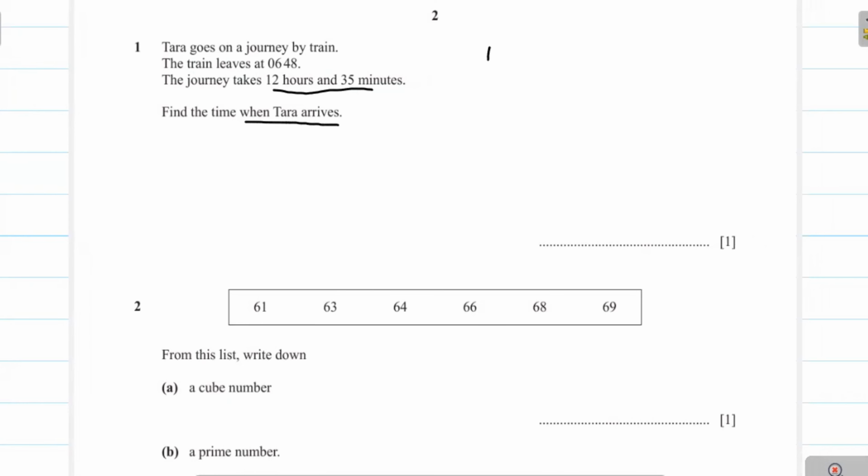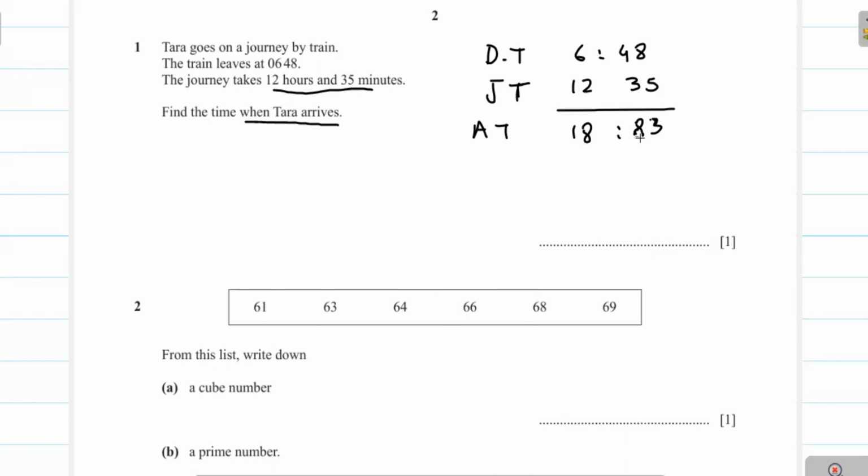You see here, this is the departure time, and we write here the departure time is 6:48, and this is the journey time. The journey time here is 12:35, 12 hours 35 minutes. Now we have to calculate the arrival time. For the arrival time we will add the journey time to the departure time. Firstly, we add the minutes. You see here 48 plus 35 is equal to 83 minutes, and 6 plus 12 is equal to 18 hours.